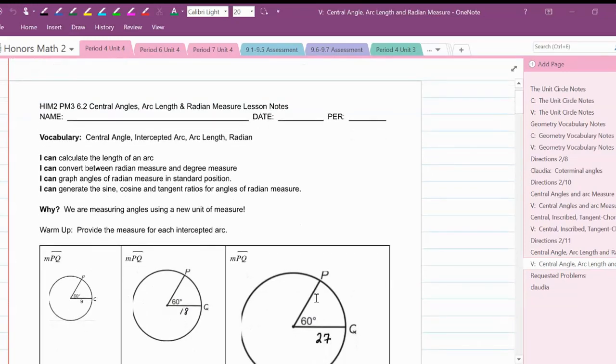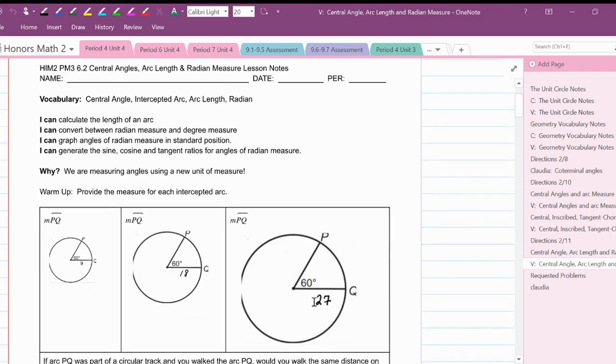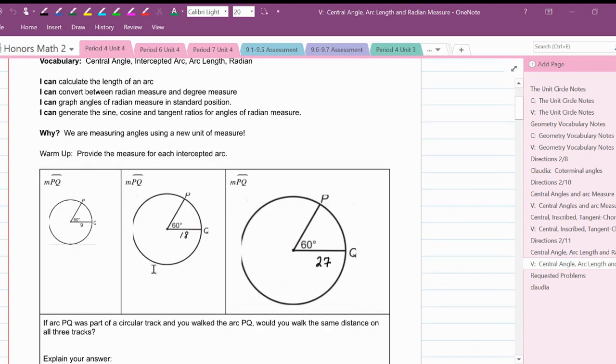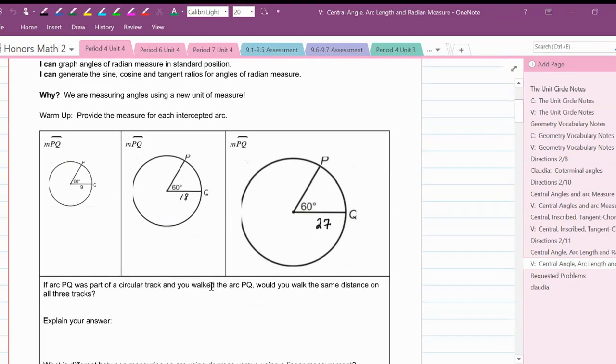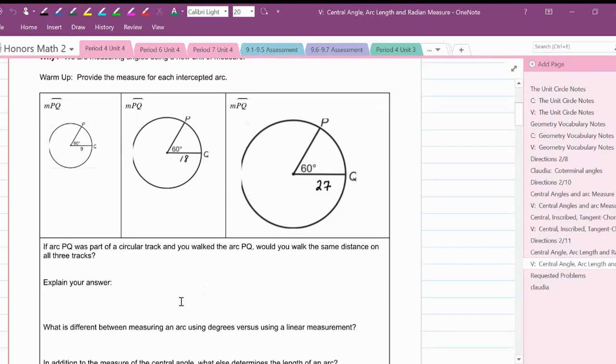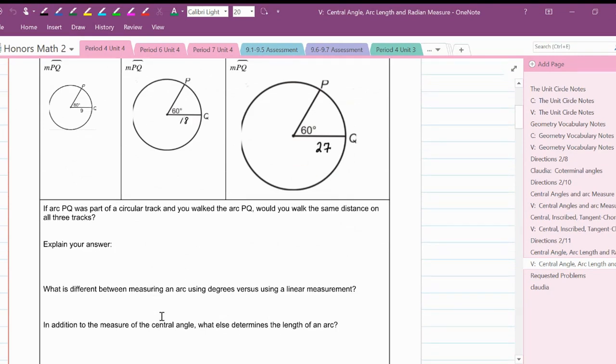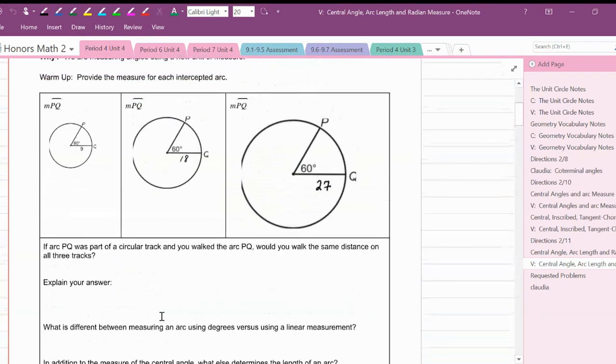More on central angles, but looking at arc length and radian measure. If you haven't read the vocab, the I can and the whys, please pause the video and do so right now. And then go ahead and complete the warm-up exercise. You're asked to give the measure of each intercepted arc, which would be arc PQ. And then you are to look at the measure with respect to the circle that arc is located on and answer some questions. So go ahead and pause the video and do that now.